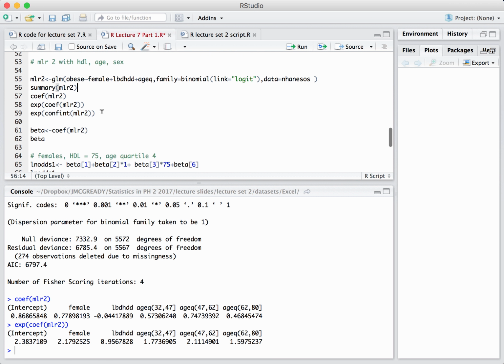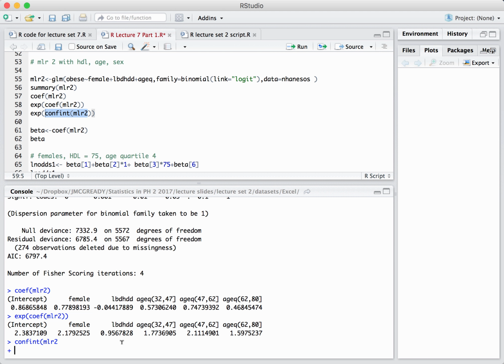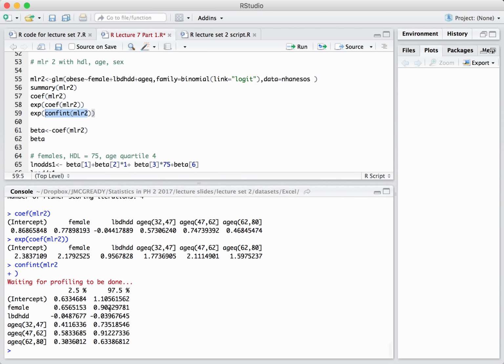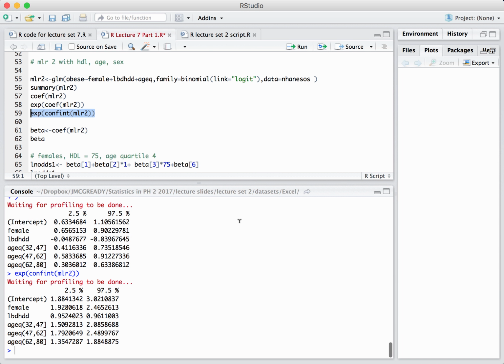We could also get the confidence intervals for the starting odds and odds ratios by exponentiating the confint function applied to the MLR object. If we just did confint, we would get 95% confidence intervals for the intercept and slopes on that log scale. If we exponentiate it, we can get these confidence intervals for the respective odds estimated by the intercept and the adjusted odds ratios by the exponentiated slopes.